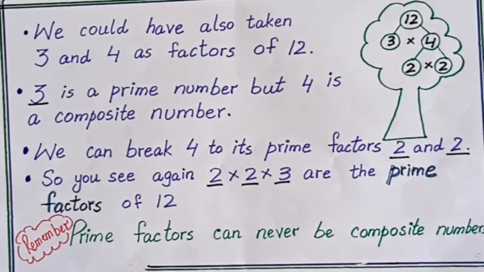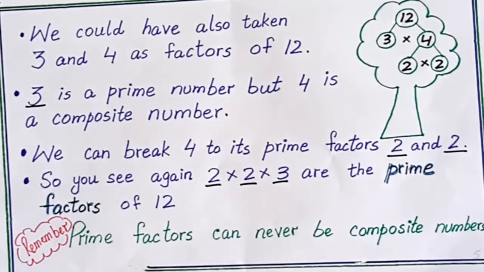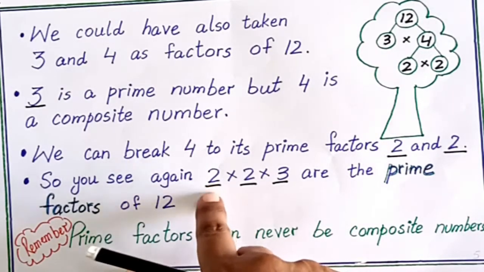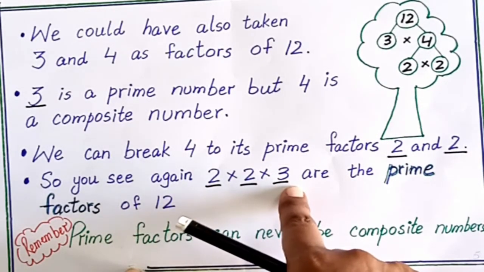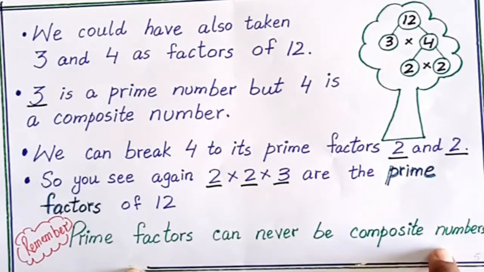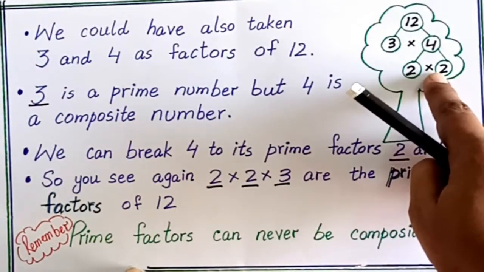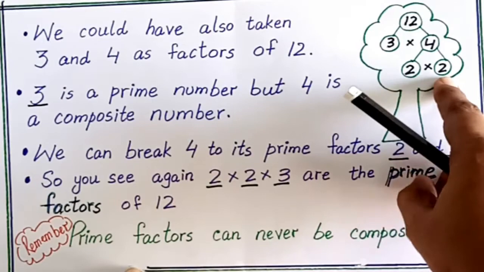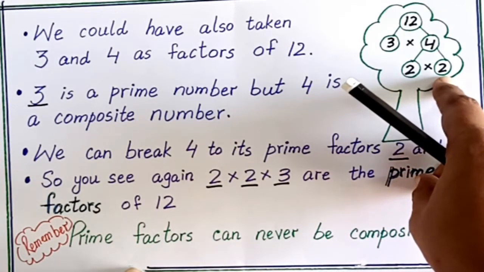So over here you have to remember, students, that prime factors can never be composite numbers. The prime factors of all the numbers should always be prime numbers, like 2 and 3 are prime numbers. Composite numbers can be broken down further, but prime numbers cannot be broken down further.